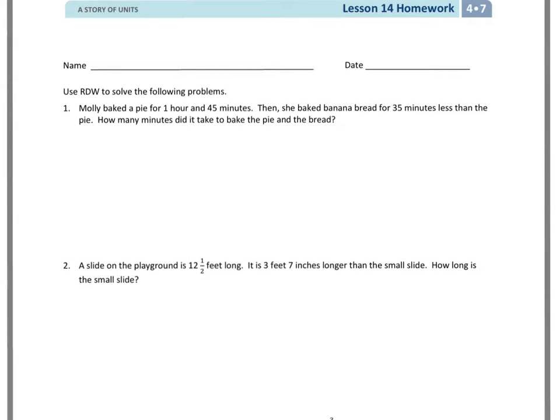Hello everyone, this is grade 4, module 7, lesson 14 homework. The directions state, use RDW to solve the following problems, meaning I have to read, draw, and then write.